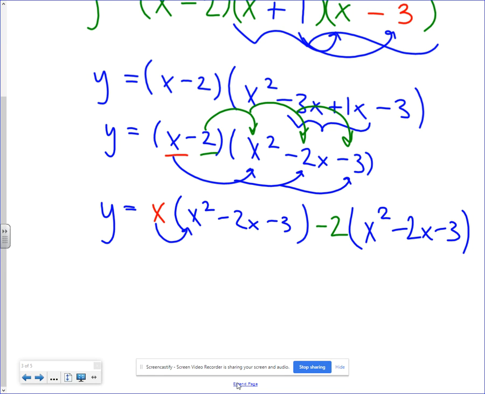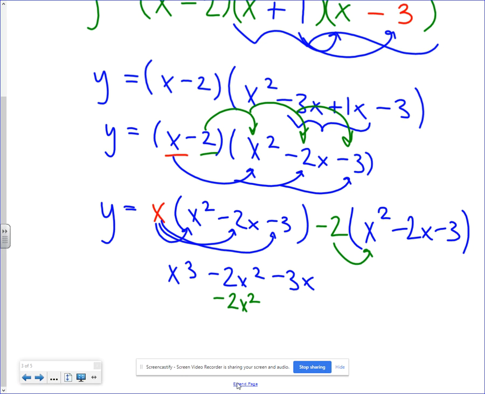So x times x squared is x to the third. X times negative 2x is negative 2x squared. X times negative 3 is negative 3x. Now we'll take our negative 2 times x squared. Negative 2 times x squared will be negative 2x squared. I'm just going to line that up with my other x squared term, because I'm going to have to combine them, the like terms. And then negative 2 times negative 2x is going to be positive 4x. And then last, negative 2 times negative 3 is positive 6.